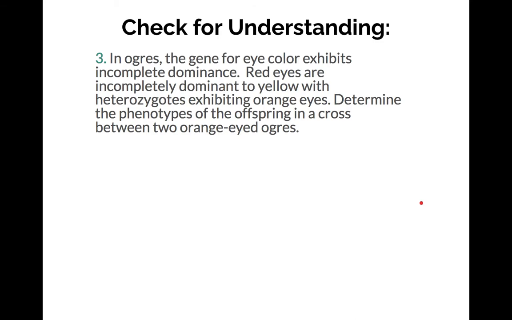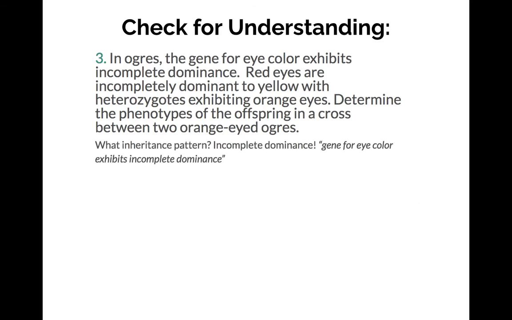Okay, last problem on the check for understanding. First off, the inheritance pattern is incomplete dominance. It tells us that in the problem. Second thing, both parents are heterozygous. So for our genotype, since it told us red and yellow, I'm going to use CRCY to show that that is orange.